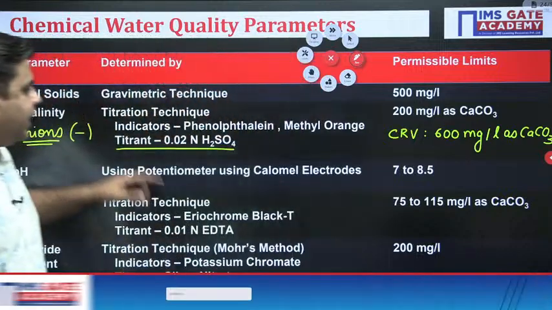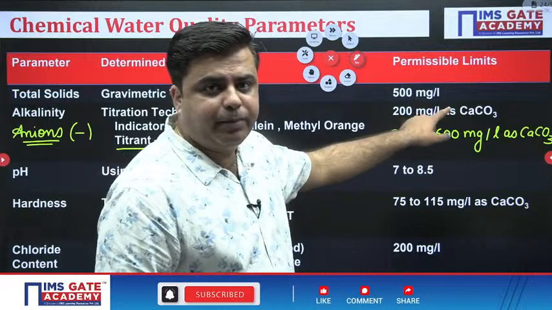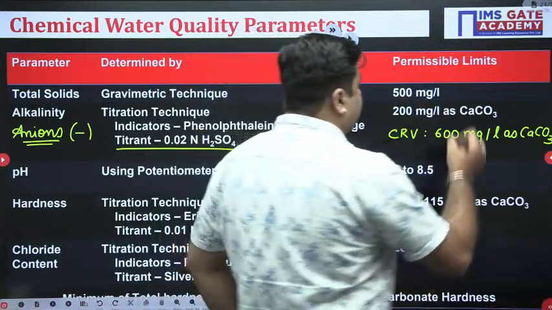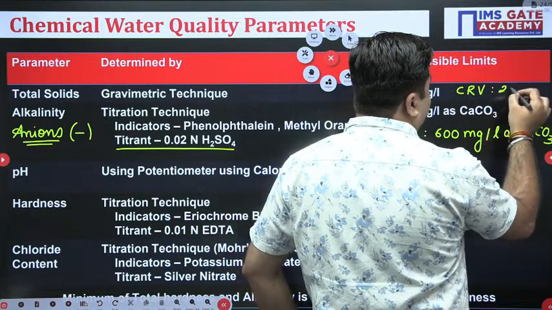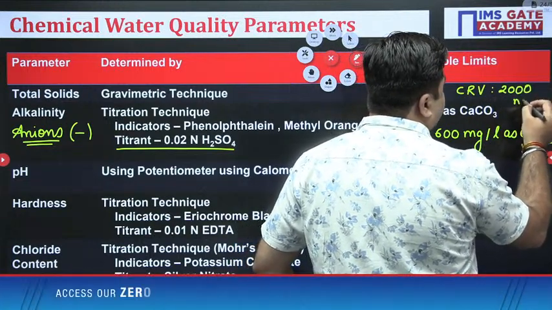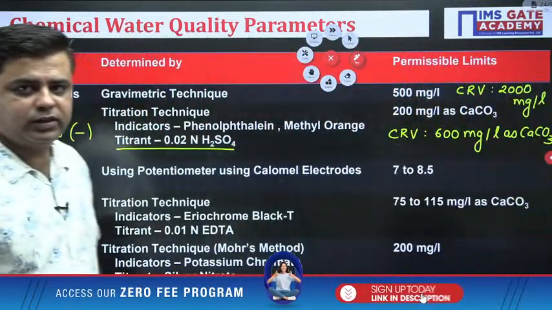Okay, one more data I have missed here. For total solids, acceptable limit is 500 milligram per liter, and cause for rejection value is 2000 milligram per liter. Sorry, 2000 milligram per liter. This is for total solids.